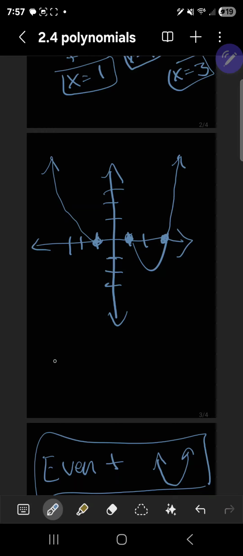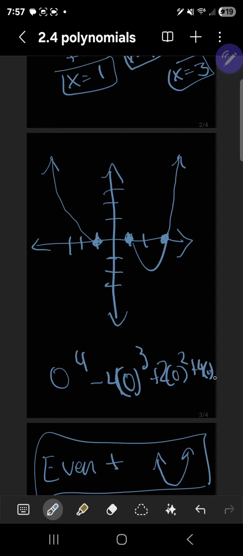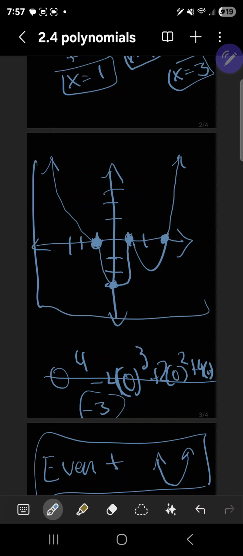I have it on paper right here. I'm just going to write it out with the x's as zeros. So 0 to the 4th minus 4 times 0 to the 3rd plus 2 times 0 squared plus 4 times 0, minus 3. All of these are just zeros, so we're just going to cross that out. It's negative 3. Spoiler alert. Okay, y equals negative 3. So we're going to touch that, come down, intersect at that, and go through there. And there you have it. That's the answer, I guess.